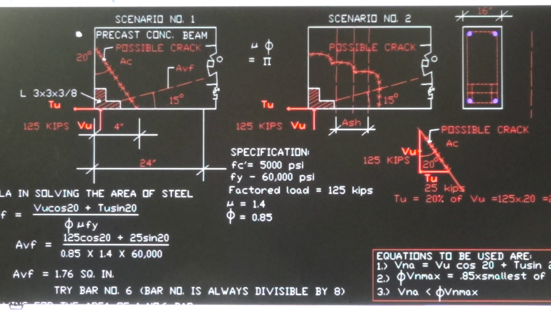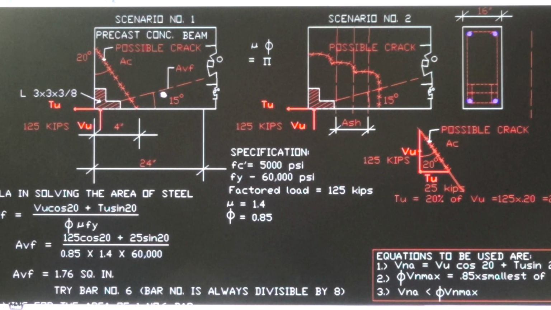To prevent the beam from cracking, we need to provide reinforcement crossing the diagonal crack of the beam. This reinforcement is AVF. This is the total area of the reinforcement steel bar that we're going to be designing.